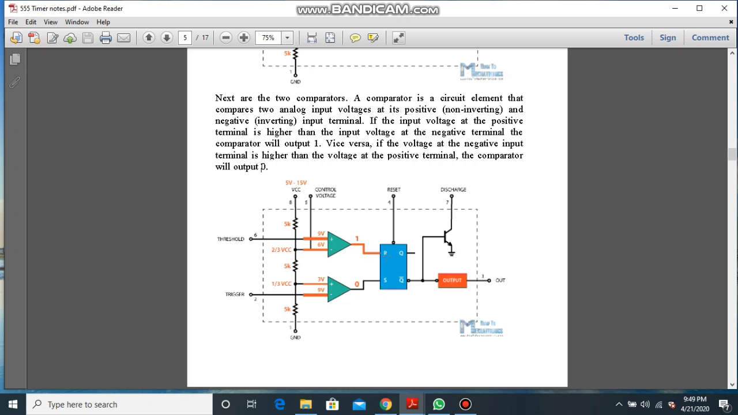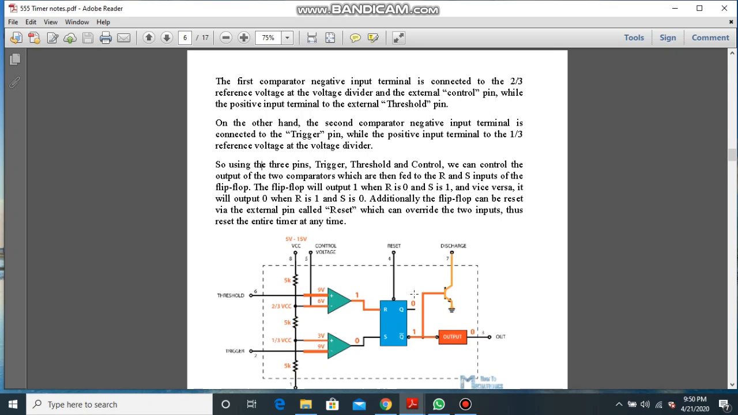The flip-flop will output 1 when R is 0 and S is 1. Vice versa, it will output Q as 0 when R is 1 and S is 0, which is shown over here. This is Q and Q bar. Q bar is connected to the output pin of the IC. Pin number 7 is a discharge pin where a transistor is connected.